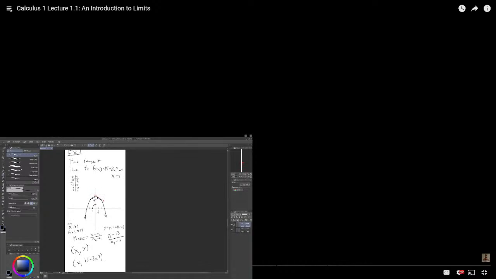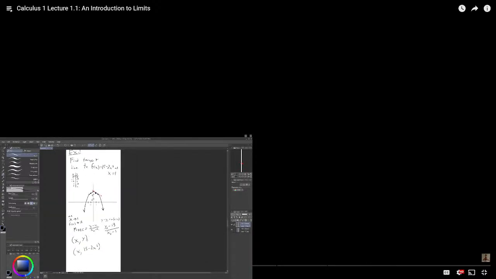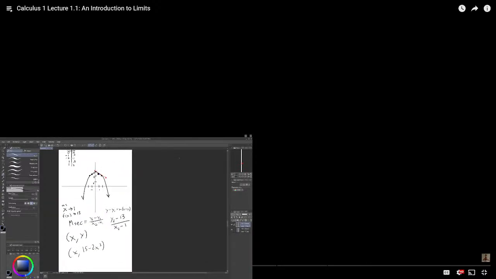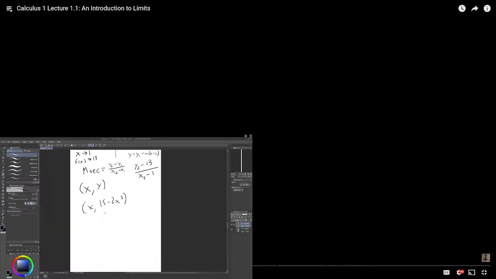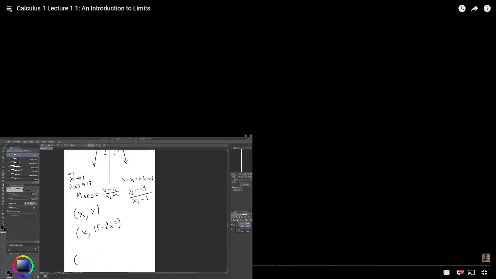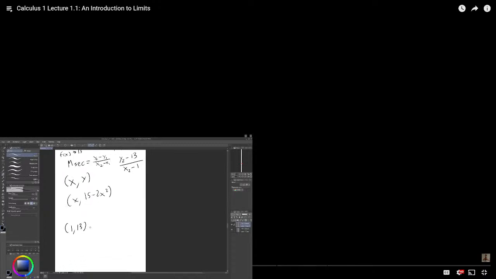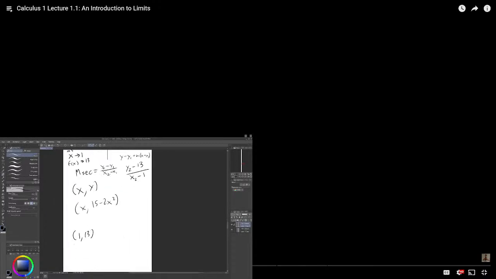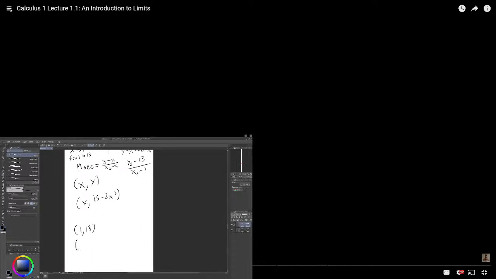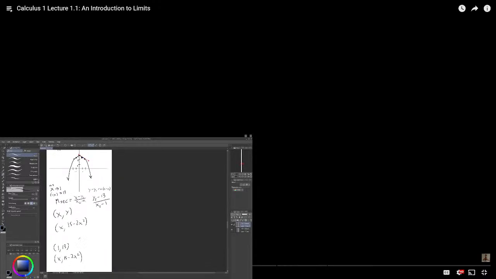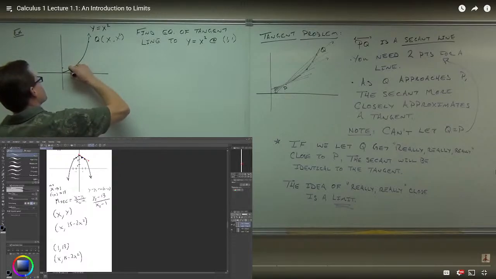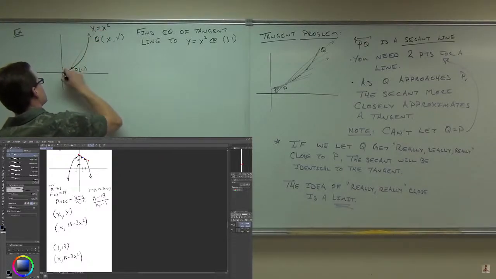Okay, so to set this up kind of the same. This would be my M. So I got my 1, 1. This is where I'm trying to find the tangent line, and then I got x, x squared. That's my other point. So from here, let's forget a little bit about this secant line.